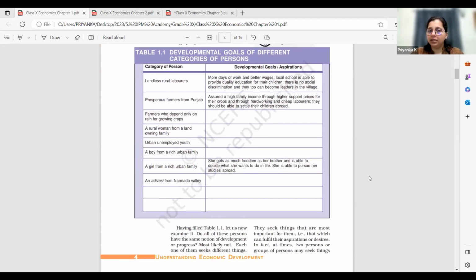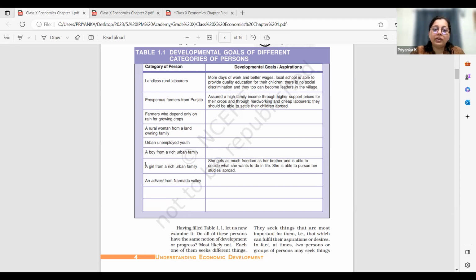And like I said, this chapter gives lots of activities where goals are categorized into persons. For example, I'll just take the case of table 1.1, which is given in the textbook. For landless rural laborers, developmental goals will be like more days of work and better wages. The local school is able to provide quality education for their children, and there is no social discrimination. So these things will be part of their development goals.